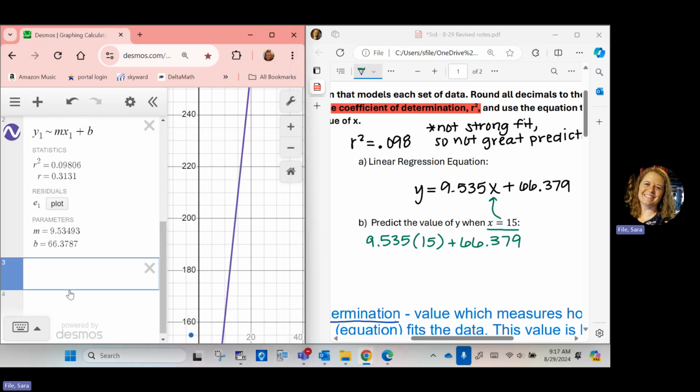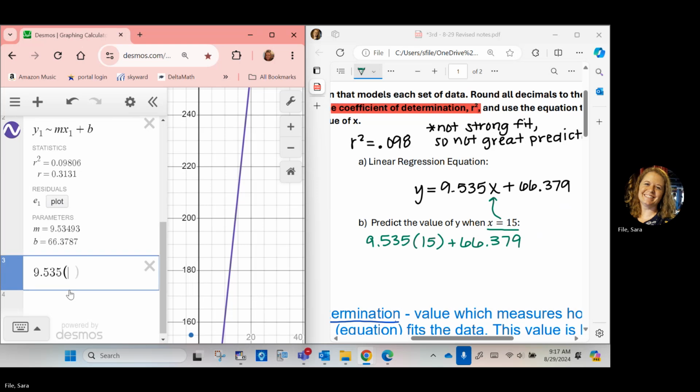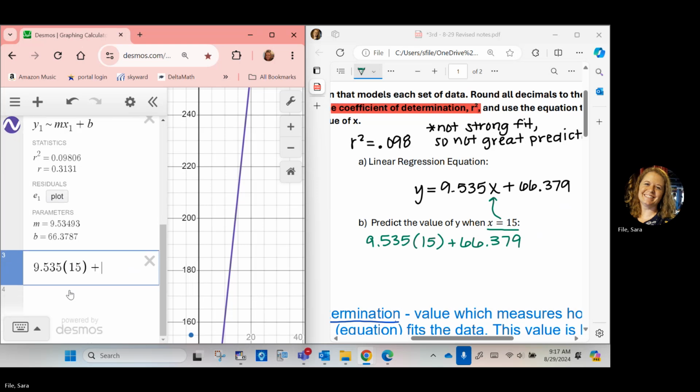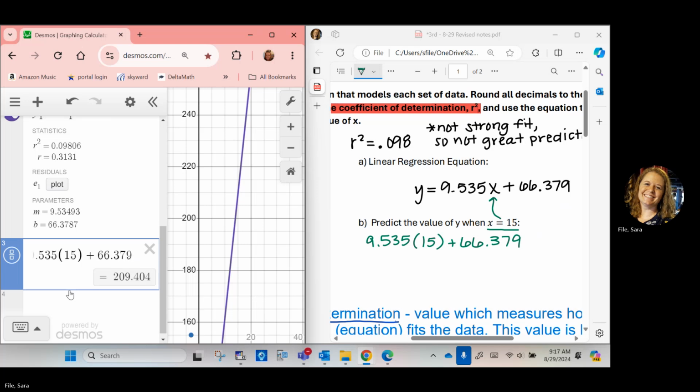Okay, so I'm going to come back over here to my next line and I'm going to type that in. So my prediction is 209.404. Now I'm not confident that that's a great prediction because my R squared was so low. Now let me show you graphically what that looks like. When your R squared, that coefficient of determination, shows not a strong fit.